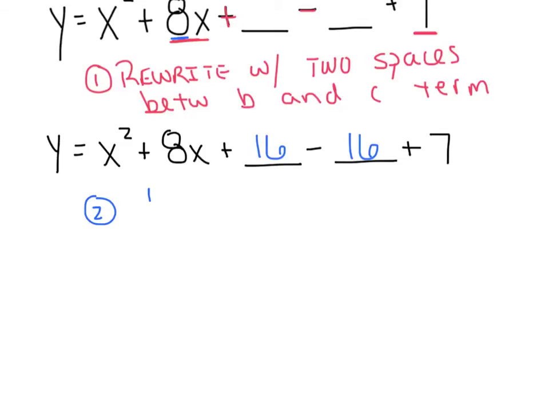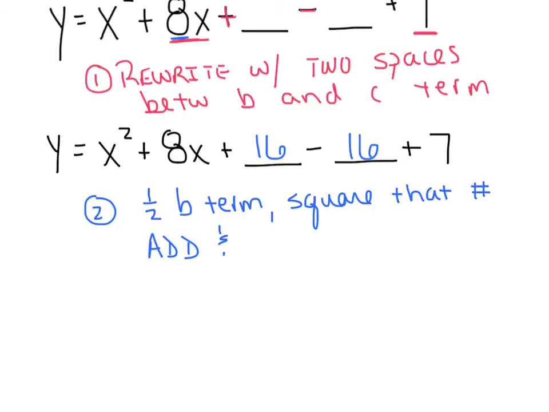What we're going to do is take half of your b term, square that number, and then add and subtract that new number. And so you're thinking, what in the world is going on? Technically, look at what you've essentially done. You have added 16 and you've subtracted 16, so you haven't changed the equation. You've essentially added 0 to the equation, but it's a nice little trick that's going to set us up nicely for our next step.